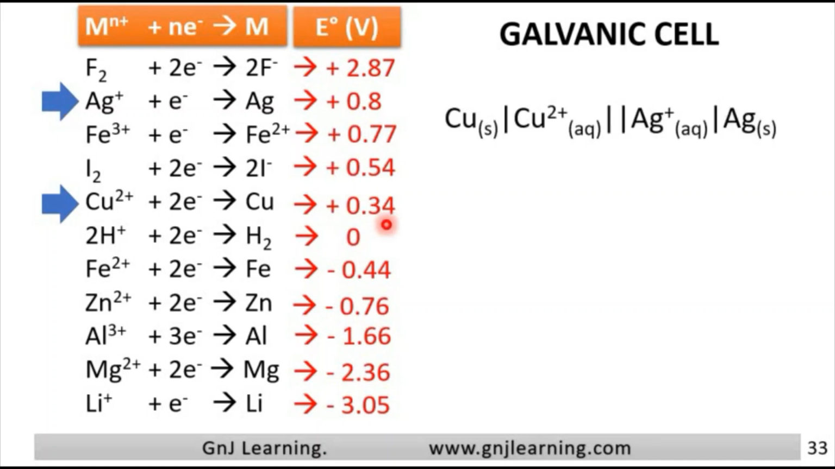If you represent it using notation, anode first, which is copper, and there it's the oxidation reaction, so Cu gives Cu2+, then the salt bridge, then the cathode with its reduction equation, that is Ag+ giving Ag. So we now know that Ag is the cathode. So what is E0 cell? E0 cell is equal to the cathode minus the anode electrode potential. So 0.8 minus 0.34, and the potential of the cell is 0.46 volt. So this is one of the applications of the electrochemical series.